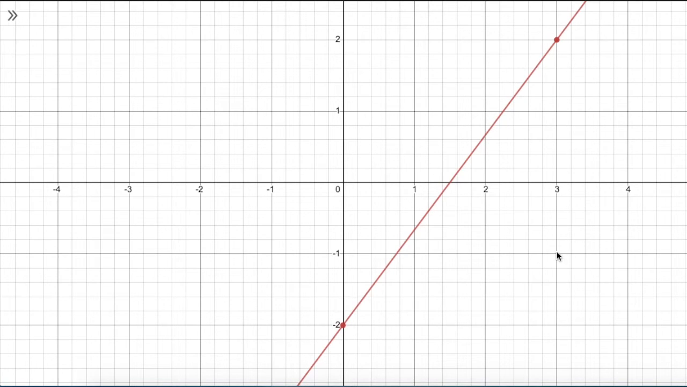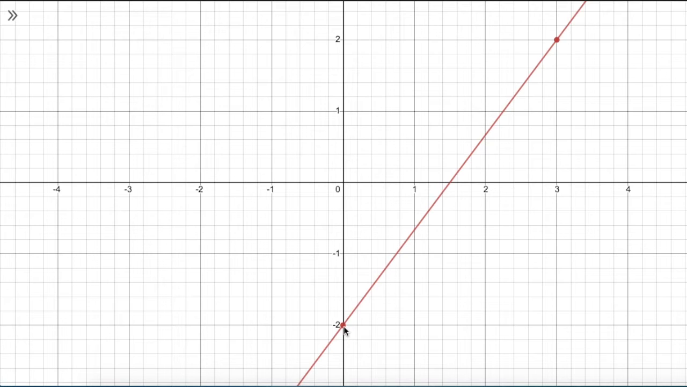You can see we're counting up 1, 2, 3, 4. So our rise is 4. Let's check our run. Our run is across, so 1, 2, 3. So our slope will be 4 divided by 3 because rise over run, 4 over 3.